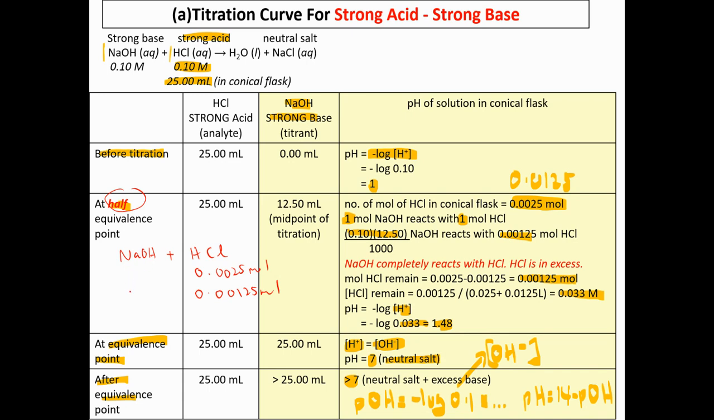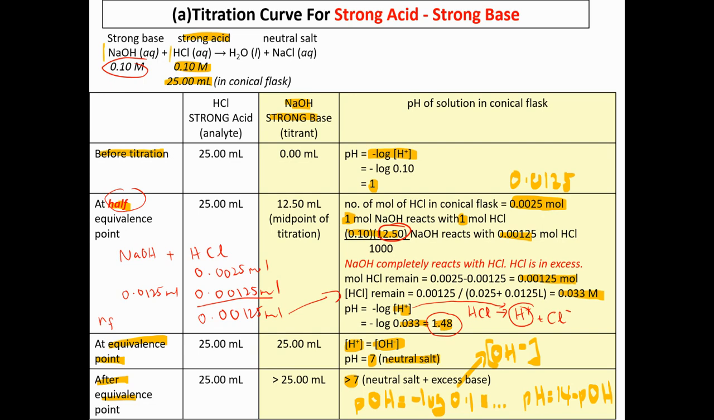Sodium hydroxide will be 0.0125 mole as well because they have the same concentration. So we know the volume will be 12.5. Therefore, at the end, we will get 0.00125 mole of hydrochloric acid. So from the HCl remaining, remember HCl completely dissociates, we'll get H plus and Cl minus. So the H plus will represent the pH.